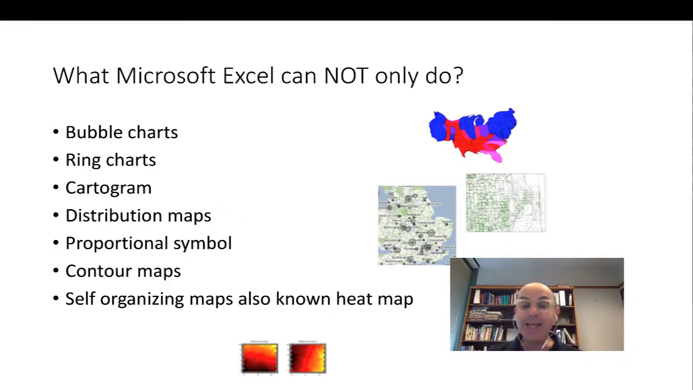So as I said in the beginning of module number 1, I do not like Excel. I really don't like Excel. Why don't I like Excel? I can give you examples of what Excel does not allow us to do. It doesn't allow us to do a bubble chart, a ring chart, distribution maps, or even heat maps. This is why Excel does not give a good representation.